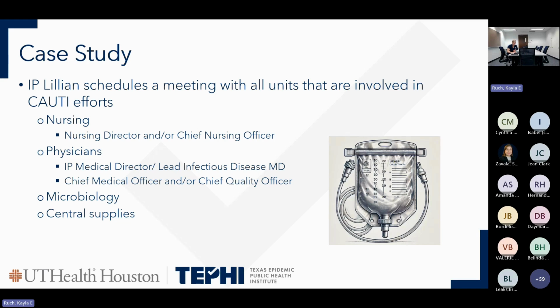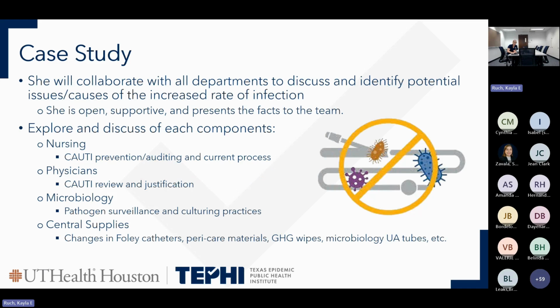So really getting everyone, at least one member from every multidisciplinary team, to discuss and promote these efforts in quality improvement. Next, she's going to collaborate across departments and discuss potential issues. She's going to go into this meeting being very open, supportive, and present the facts to the team. So not cast blame, not cast judgment of, you didn't do this. It was, I was exploring the data. This is what the data shows me. This is what we're seeing at the organization. Truly facts, not speculation, being very receptive, getting a pulse of what is going on.